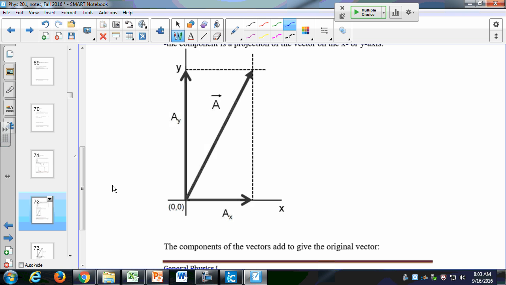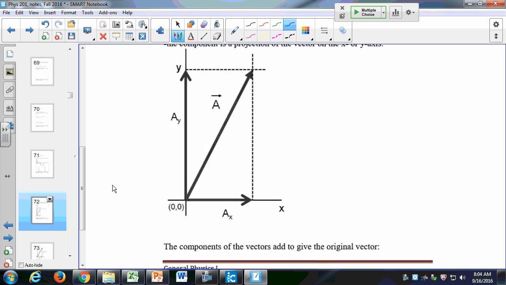Components are projections of a vector onto the x or y axis. So if I have a vector like this, the vector A, I draw it on my x and y axes. The x component is just like this vector projected down onto the x-axis. So we'll call this AX. We don't usually put a vector arrow over this because this isn't really a vector. It really only has a magnitude. The direction is given by the subscript. So the direction means that it's in the x direction.